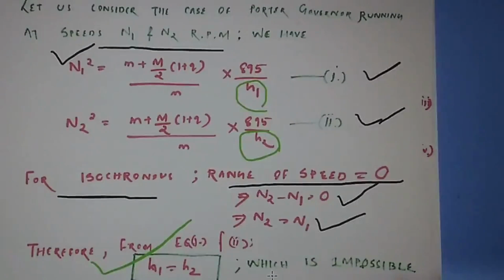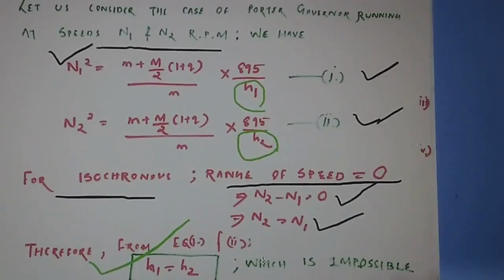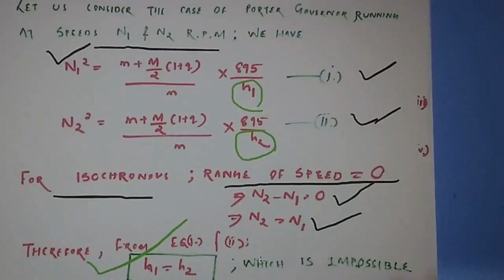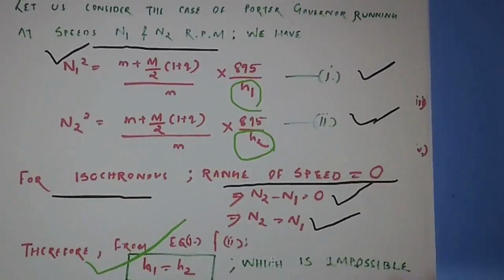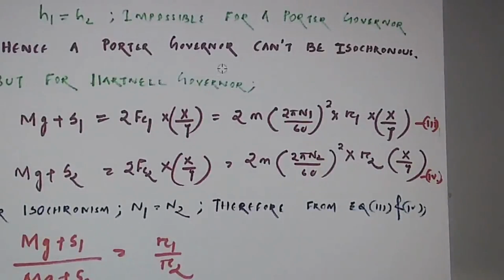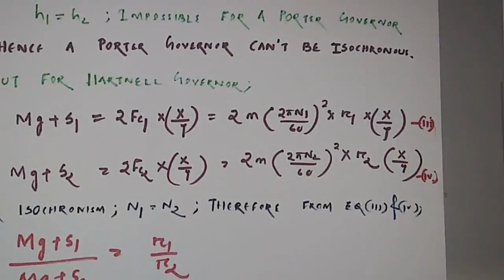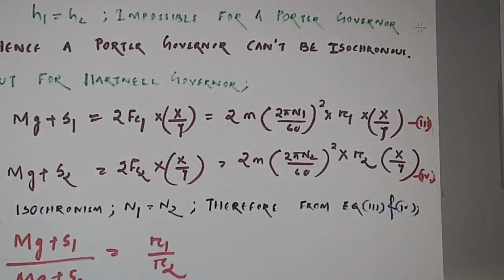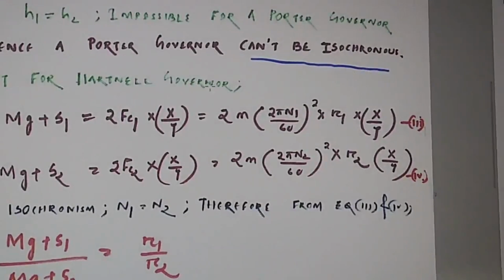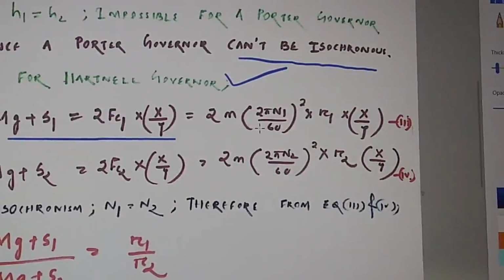But it is impossible because sleeve lifts at two different rpm cannot be equal. Hence a Porter governor cannot be isochronous. So we say that it is not practical. So h1 is equal to h2 is impossible for a Porter governor. Hence we say that a Porter governor can't be isochronous.